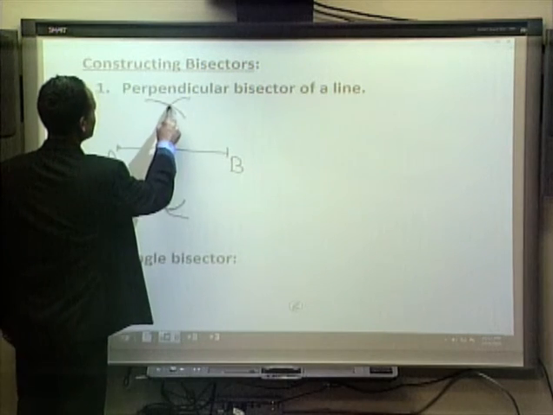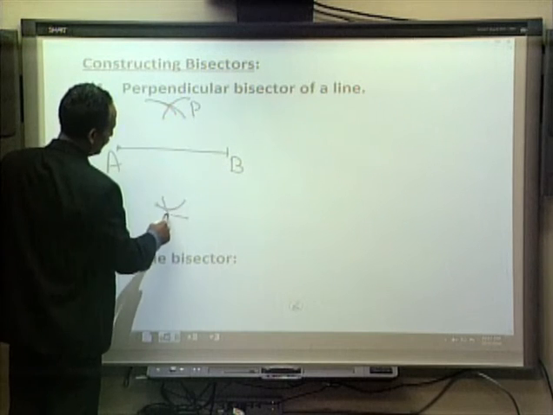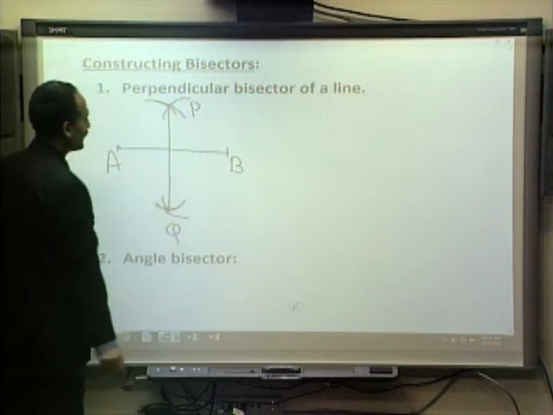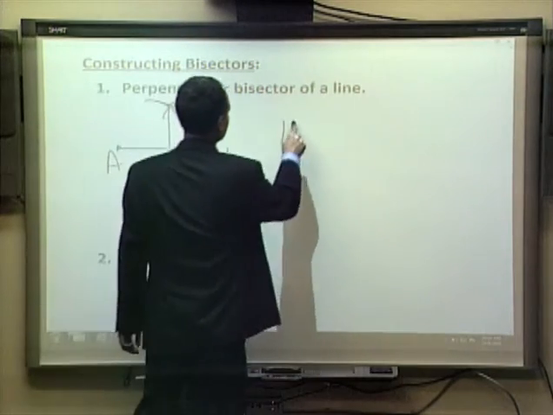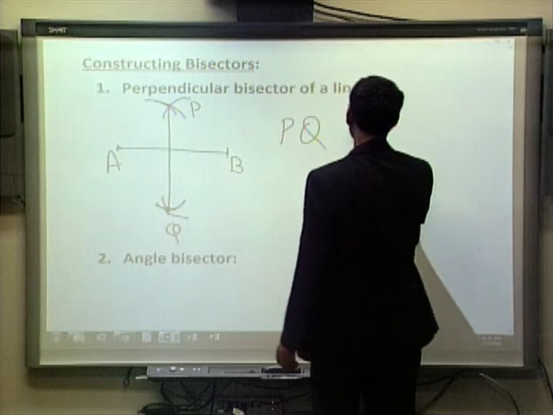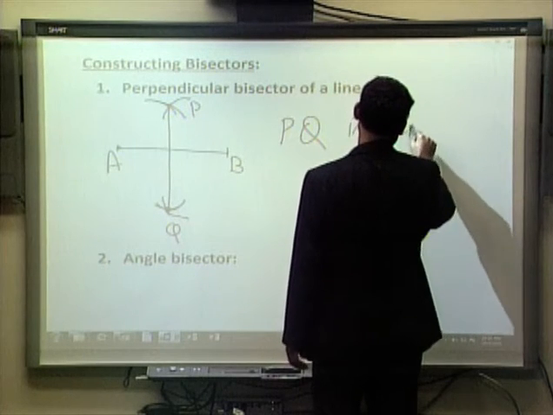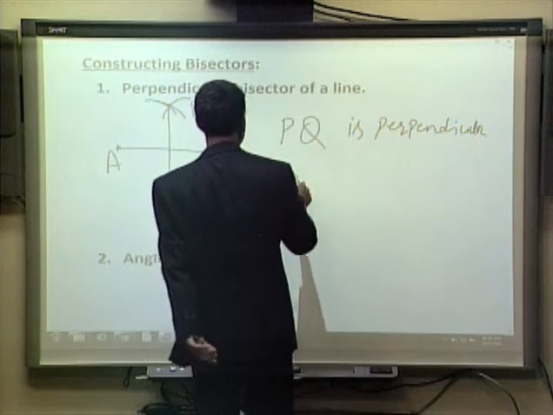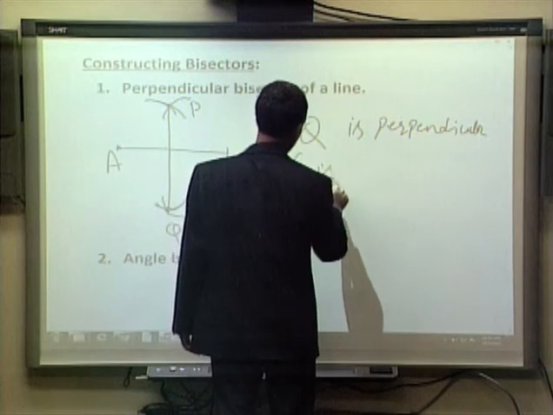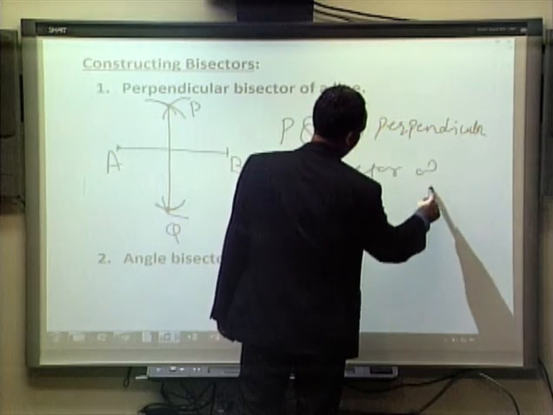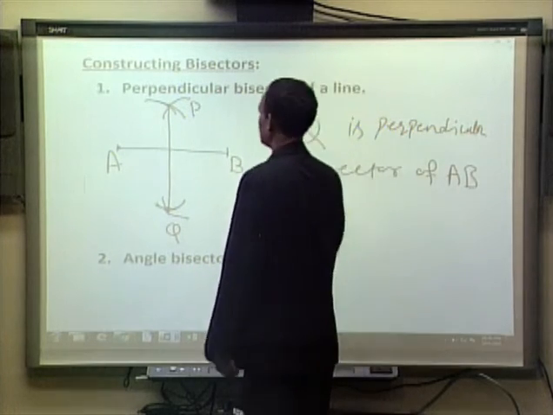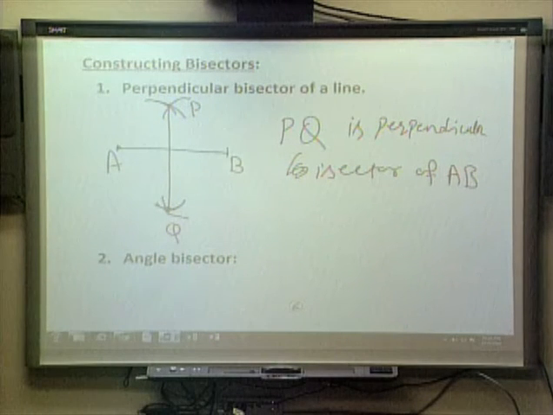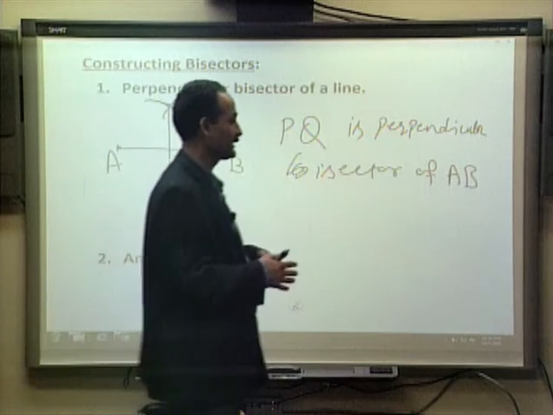Now, let us say this point is P and let us say this point is Q. Connect the line PQ using a ruler. This PQ, constructed this way, is perpendicular to AB and is the bisector of AB. So, the line PQ constructed by applying this technique will always be the perpendicular bisector of the given line.